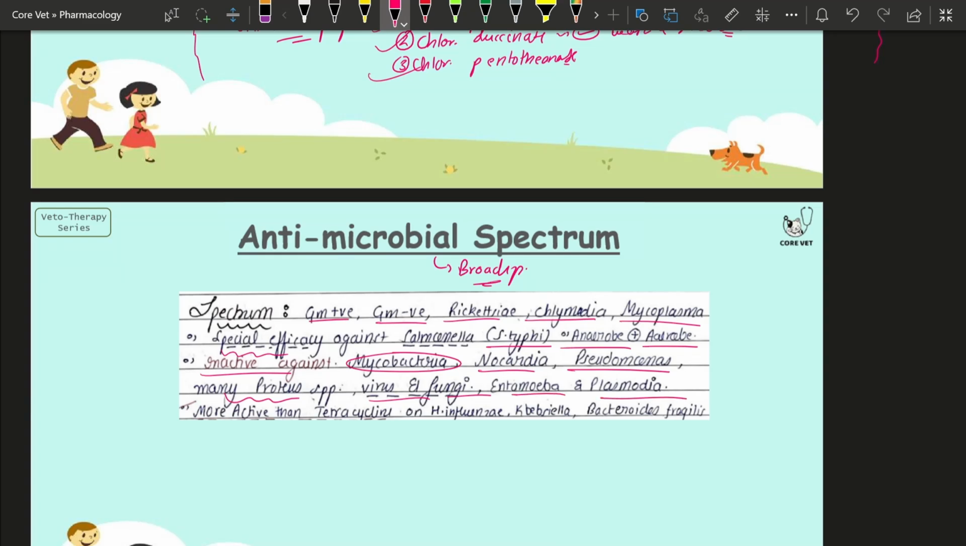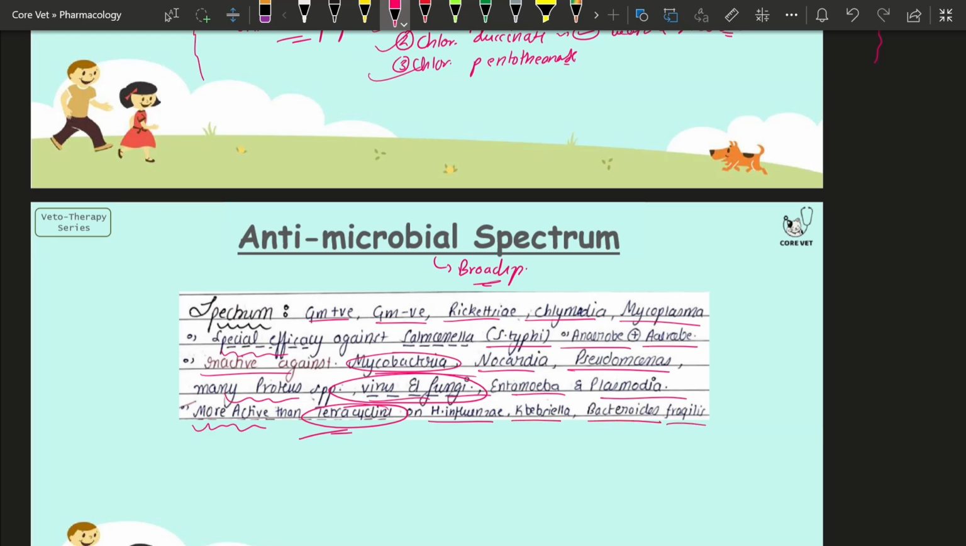See, we had discussed that too in the tetracycline also. Tetracycline was also ineffective for the fungi, viruses, and certain other organisms, right? In a similar fashion, chloramphenicol is also ineffective against the virus and the fungi along with the several bacteria that I had mentioned over here. But this is more active in comparison to the tetracycline against Haemophilus influenzae, Klebsiella, Bacteroides fragilis.